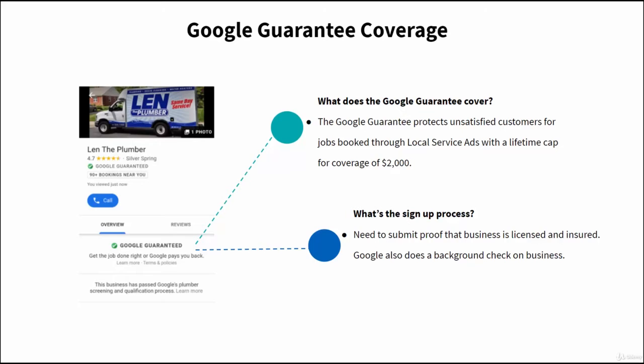And what that covers is up to $2,000 for that customer who is dissatisfied with the services. So for example, if a particular customer contacts a business through the actual platform here, and they are unsatisfied for whatever reason, Google has up to $2,000 for a lifetime cap to be able to refund that customer, whatever amount it may be, so that they can be satisfied with the actual services.